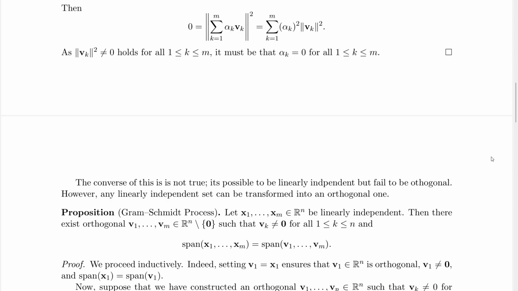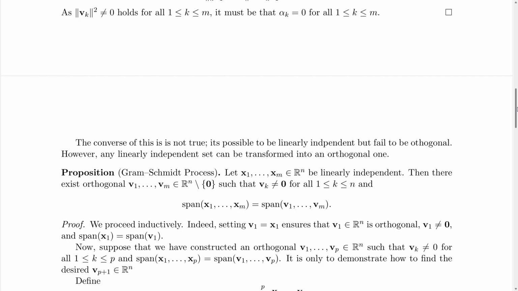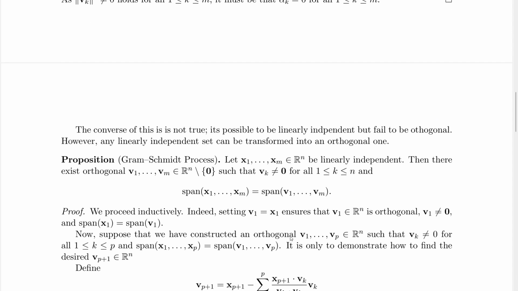Alright, so then for the induction hypothesis, suppose that I have actually constructed an orthogonal list of non-zero things with the same span as the x's. So I just need to tell you how to find VP plus 1. I just need to tell you how we make the next thing that keeps the orthogonality, keeps non-zero, and keeps the spans coinciding. And here it is.